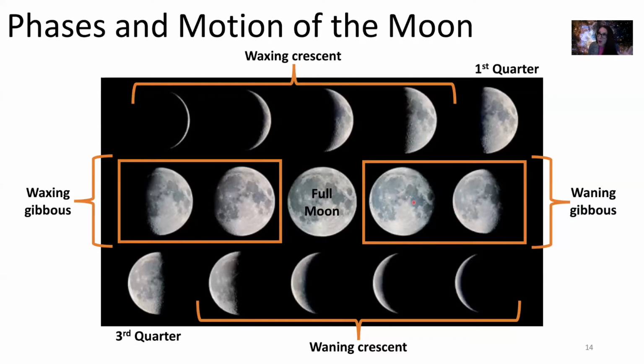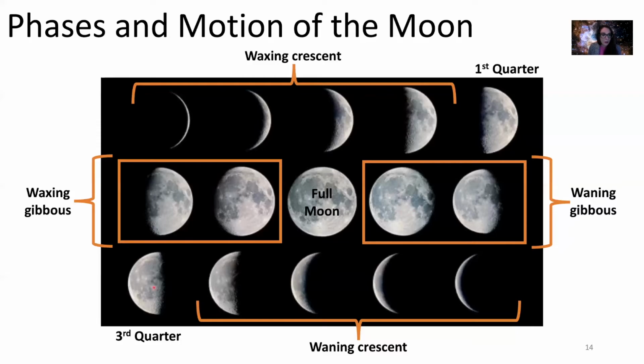So now it's the left side of the moon that's lit up, and it's the right side of the moon that's getting darker. So as we go through our waning gibbous phase, we still have more light than dark, but the dark side of the moon on the right is growing and the light side of the moon on the left is decreasing.